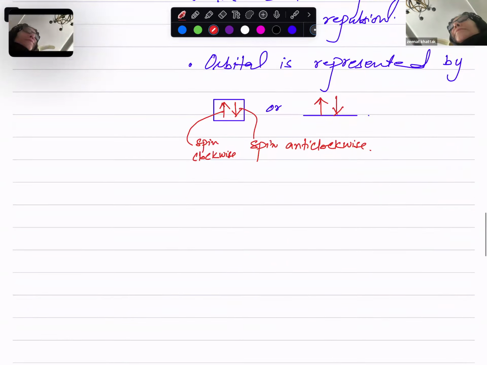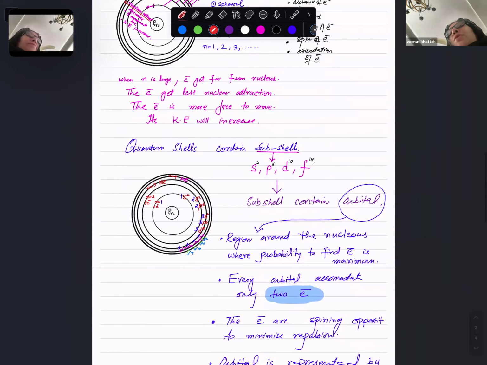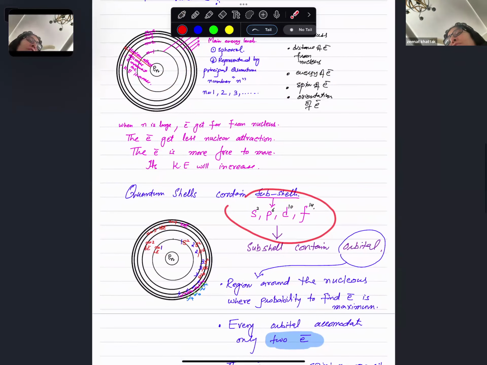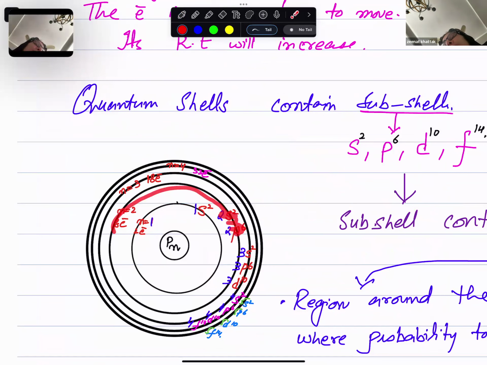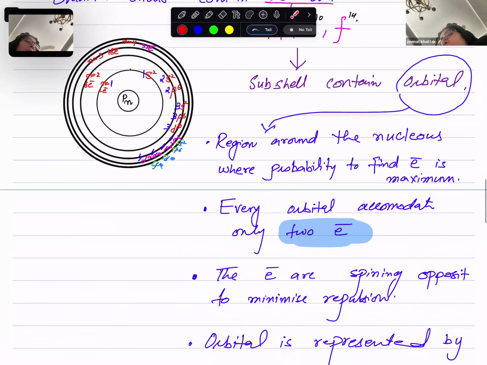Now, next point. What we have done? These are quantum shells represented by principal quantum number. A quantum shell contains what? Subshells. The first quantum shell is just the S subshell. The second quantum shell has two subshells, S and P. But the subshell contains what? Further orbitals, where the probability of finding an electron is maximum.